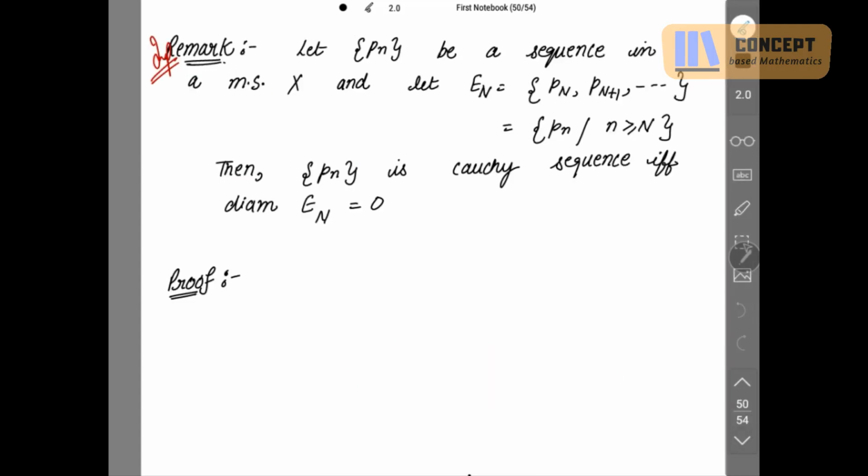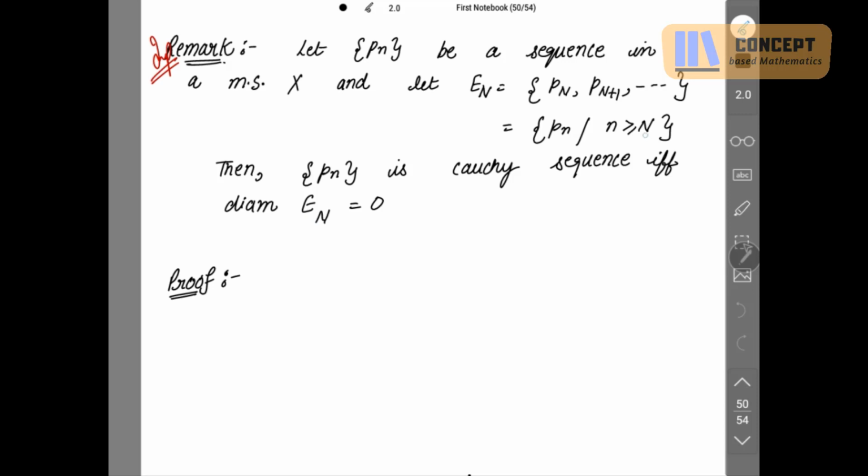Now the remark. This is a very important remark. Let Pn be a sequence in a metric space X, and let En be equal to {Pn, Pn plus 1, and so on}, which is equal to {Pn where n is greater than or equal to capital N}. Then Pn is a Cauchy sequence if and only if the limit of diameter En equals 0.